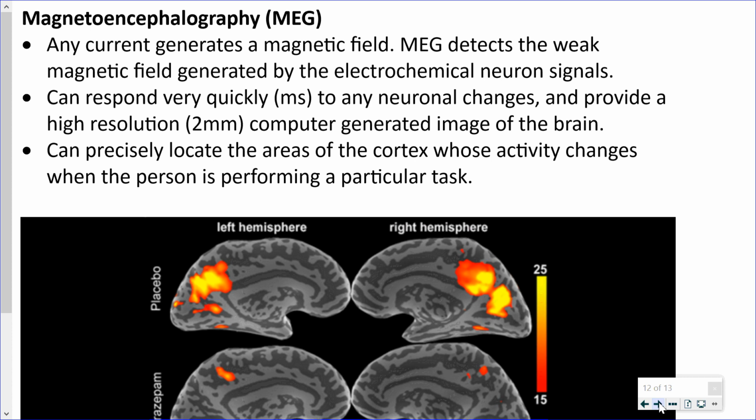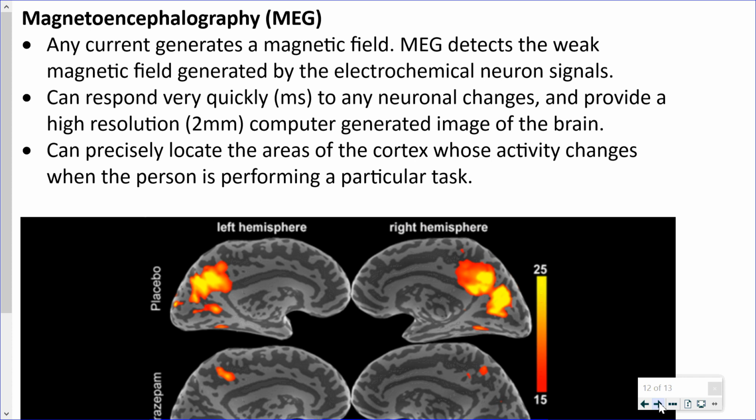Last one that I have here, magnetoencephalography, or MEG. Whenever you have an electrical current, it doesn't matter if it's a copper wire or what's going on in the brain with the neurons and the electrical activity, you do have a magnetic field that is generated as well. It is a weak magnetic field, but it is generated and it can be detected using this technology.